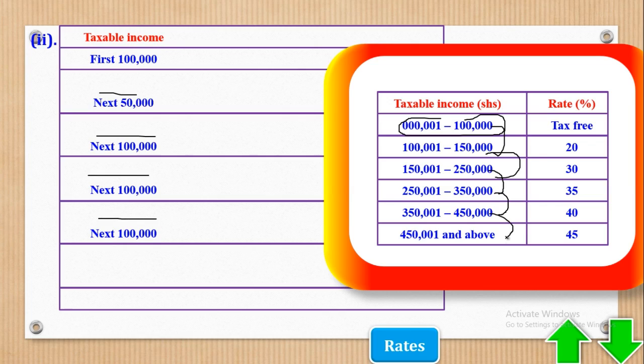Now from here to here, remember our taxable income was shillings 509,000. Therefore, 509,000 minus 450,000, I'll come up with 59,000. Therefore, that's why you put here the next 59,000 shillings.